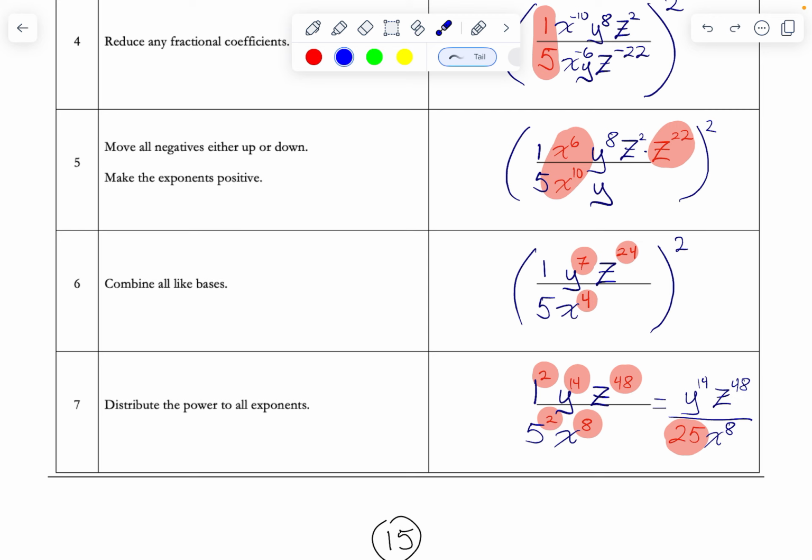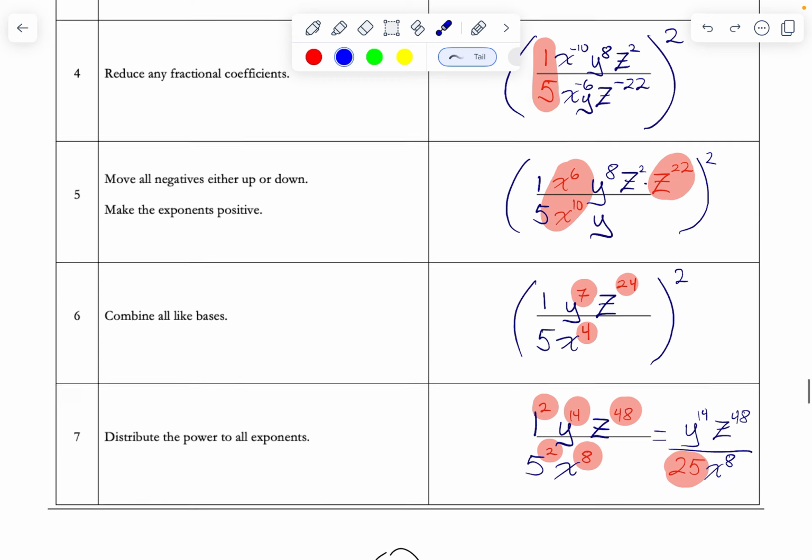Last, I can distribute that power to all the exponents. So I get 1 squared, which is still 1. Y to the 7th squared will give me y to the 14th. Z to the 24th squared will give me z to the 48th. 5 squared is going to give me 25. And x to the 4th squared will give me x to the 8th. So that's what we end up with there.